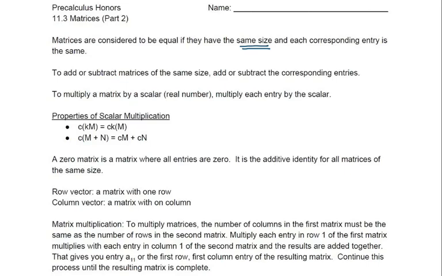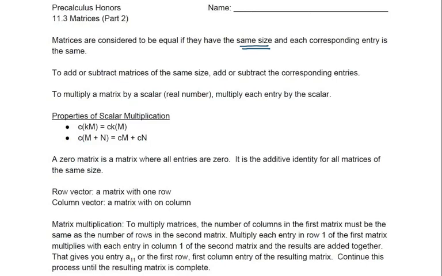So first, in order for matrices to be considered equal, they have to be the same size, and every entry in the matrix has to be the same as the corresponding entry in the other matrix, meaning whatever entry is in row 1, column 1 needs to be exactly the same as the row 1, column 1 entry of our second matrix, and so on, in order for them to be equal to each other.